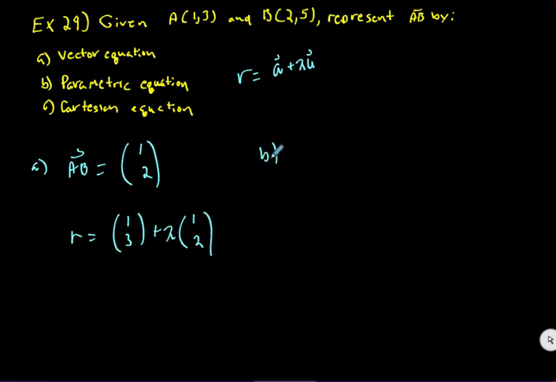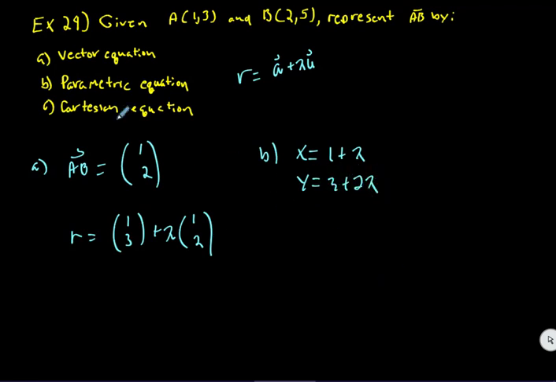For B, it wants to find the parametric equations. Well, that would simply be by taking x, and then whatever my x coordinates would be. In this situation, it would be 1 plus lambda, because 1 times lambda is this way, and then y is equal to 3 plus 2 lambda.